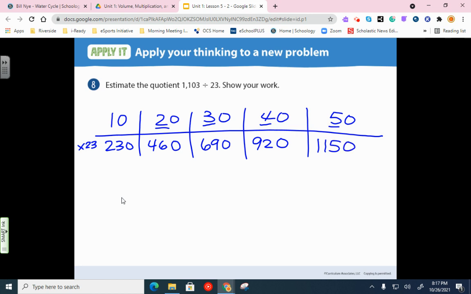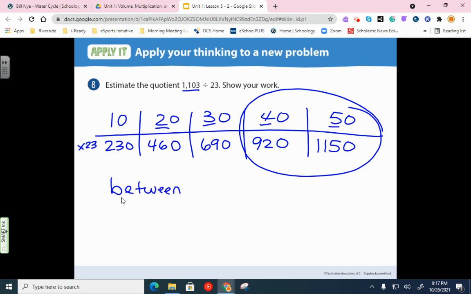Bring down a 0. So for this one, we can easily see that since this number is going to rest between a couple of these, our answer will be between 40 and 50. So when it says for the solution, your answer is between 40 and 50. All right. One more and we're done.